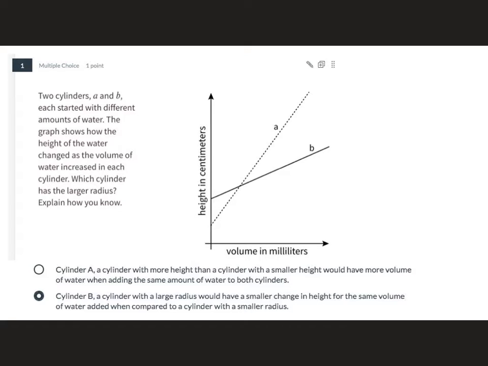The one before, where it says it's a cylinder with more height than the cylinder with a smaller height and would have more volume of water when added, actually has a smaller height, not a larger, so that doesn't work either. So that's why this bottom one actually does work for this graph.